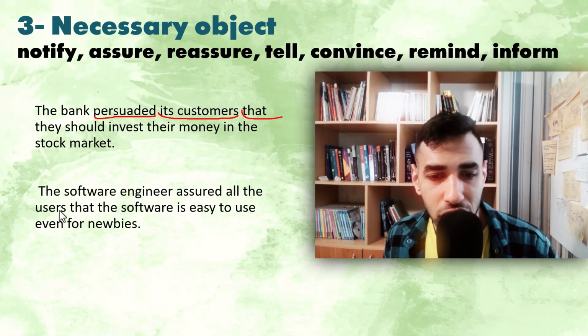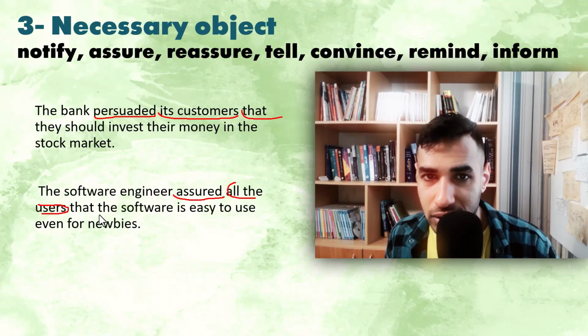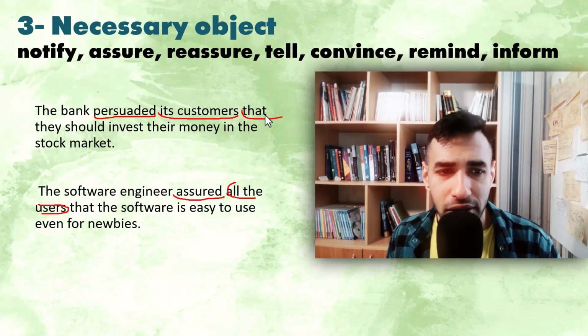The software engineer assured, a reporting verb that needs an object, all the users, and here is our object, that the software is easy to use, even for newbies. So there is an object, all the users, between the reporting verb assured and the that clause. Pay attention to the object: its customers, all the users. These objects are not prepositional objects.